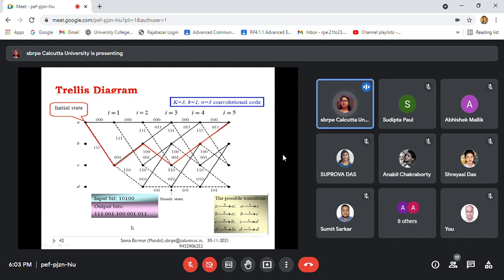Okay, suppose the Trellis diagram is not given, only this thing is given. Then what can you do? You have to draw the Trellis diagram based on the state transition. And if in the question the input bit is given, and you are asked to encode the information, then first you have to draw the Trellis diagram by using the state transition table and encode your information this way. Clear?